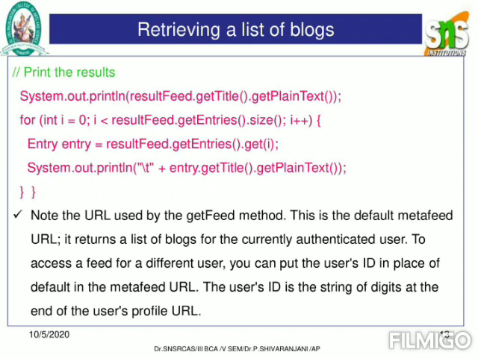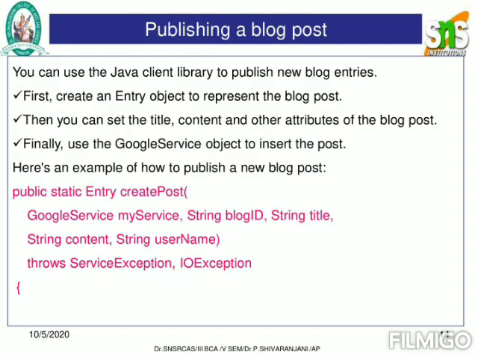So the next one is publishing a blog post. You can use the Java client library to publish new blog entries. The first thing is you have to create an entry object to represent the blog post. Then you can set the title, content, and other attributes of the blog post. Finally, you can use the Google service object to insert the post. So here we'll see an example of how to publish a new post.